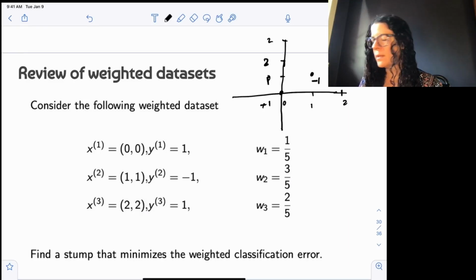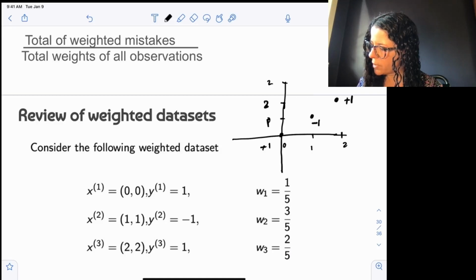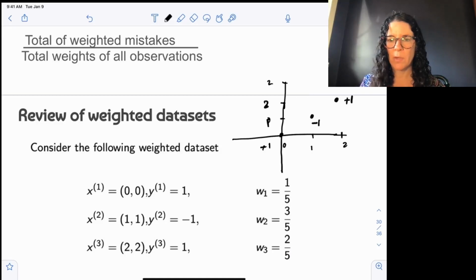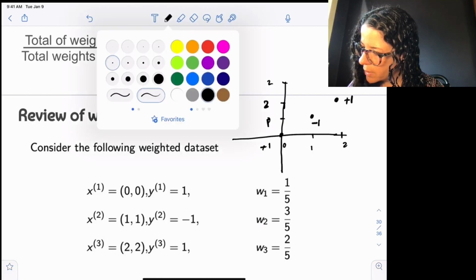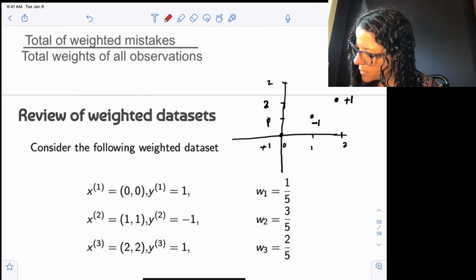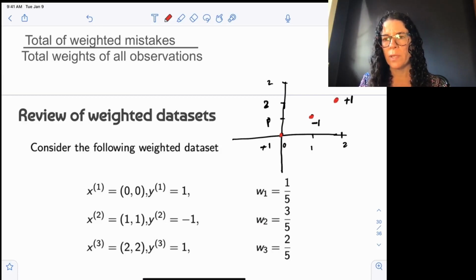At the beginning, all of them have the weights that I'm showing here. The first point has weight 1/5. The second point has weight 3/5, and the third point has weight 2/5. Let me put a red mark on the points themselves. This is my first point, this is my second point, and this is my other point. So we have 3 points.